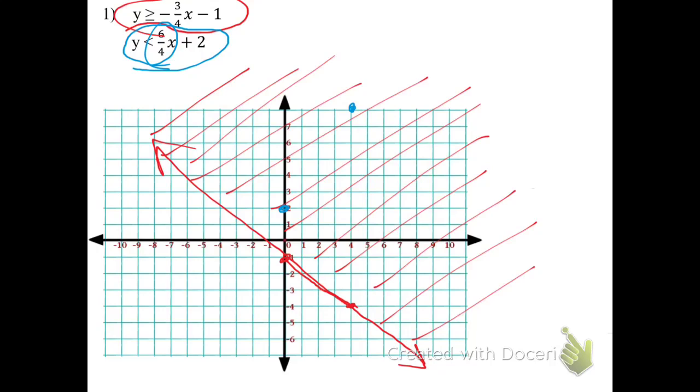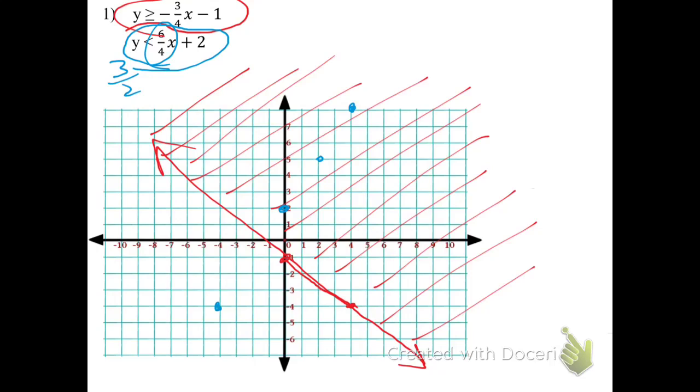Or you can go down 6 as you go left 4. Oh, sorry, not 2, 4. And you go left 4. Okay, so now we know where the line's going to go. A bit of note, 6/4 is the same thing as 3/2, so you could go up 3, right 2, up 3, right 2, and get your points.